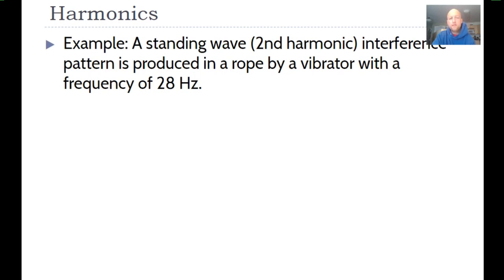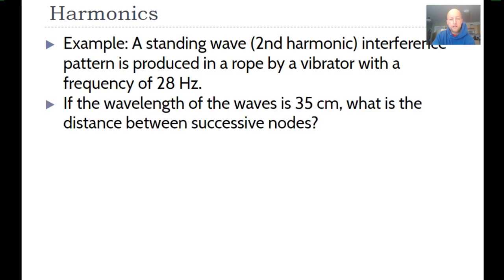So, for example, a standing wave or second harmonic interference pattern is produced in a rope with a vibrator at a frequency of 28 Hertz. If the wavelength of the wave is 35 centimeters, what is the distance between successive nodes? So how far is it between the different nodes there?